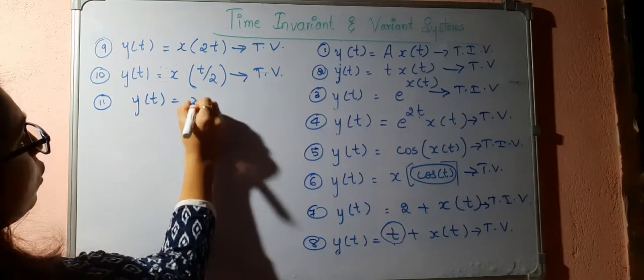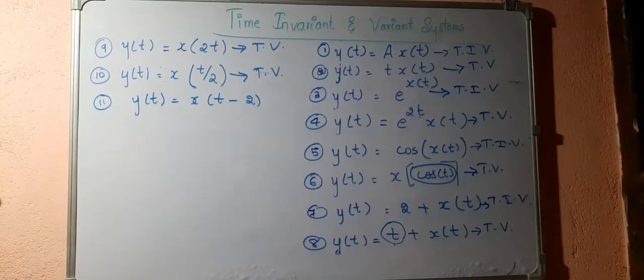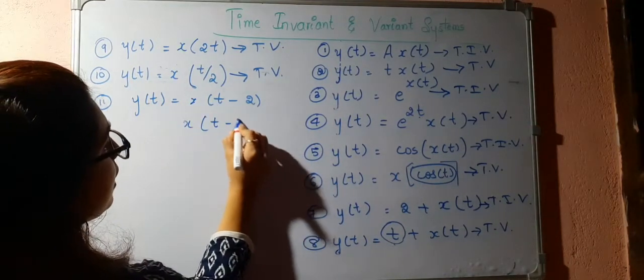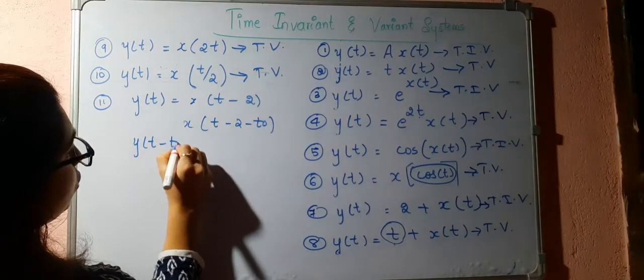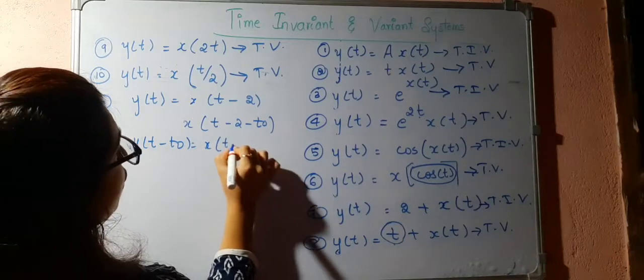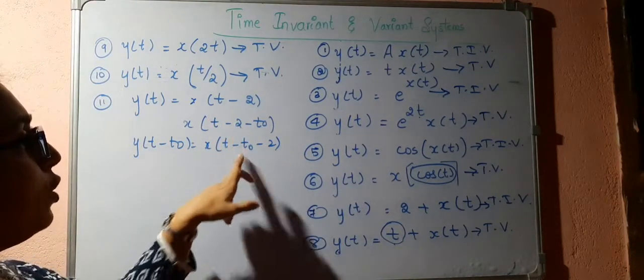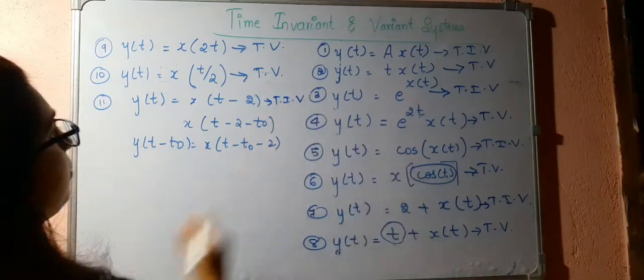y of t is equal to x of t minus 2. Okay, in this case, if I am passing this signal through the delay, I will be getting t minus 2 minus t naught. If I am passing the output through the delay, I will be getting x of t minus t naught minus 2. So both are same, right? There is no difference between these two. So this is time invariant system.